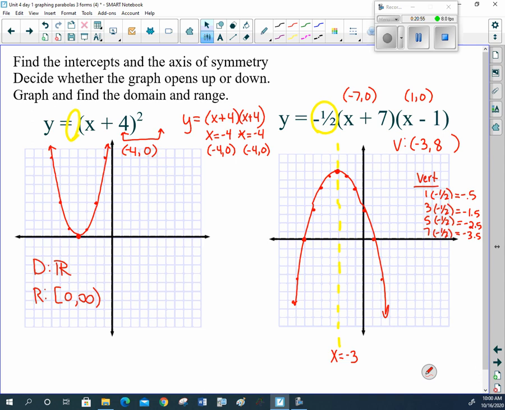Okay, and the domain on this one is all reals because the domain on a parabola is all reals on our quadratic. And the range, I'll do this one in inequality notation, is y is less than or equal to, what was my vertex? 8. Less than or equal to 8. Okay.